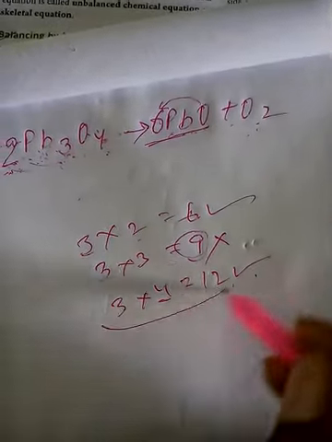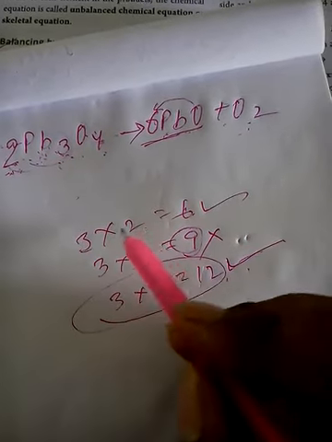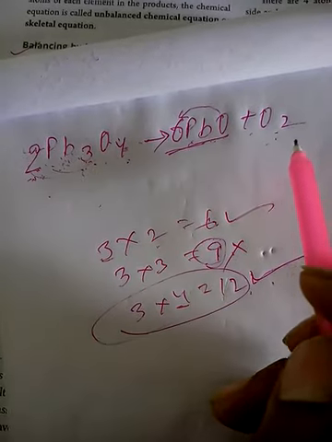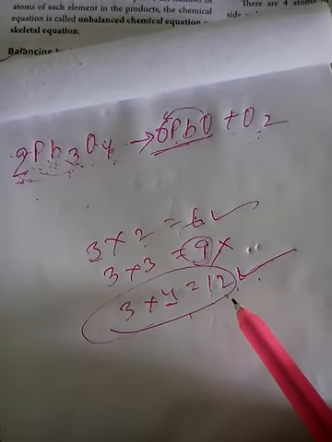So always try to take the even multiple. Don't take the odd one, because the odd one is very difficult to balance. You cannot balance it. So always go for even.